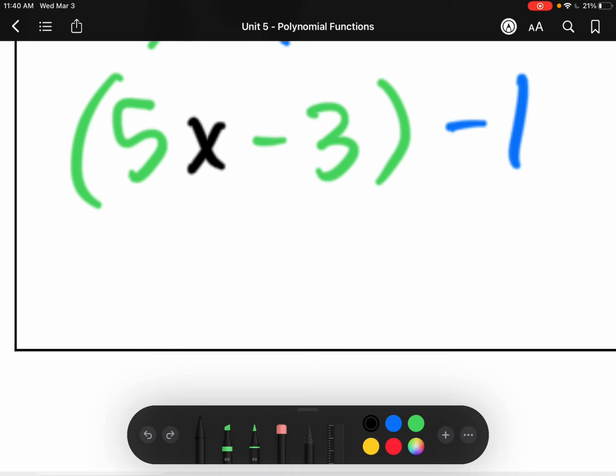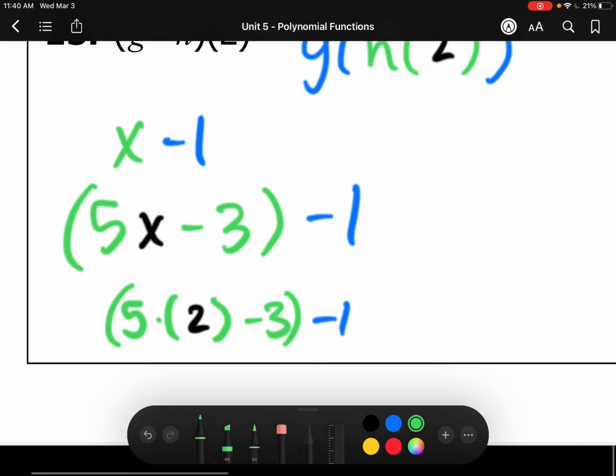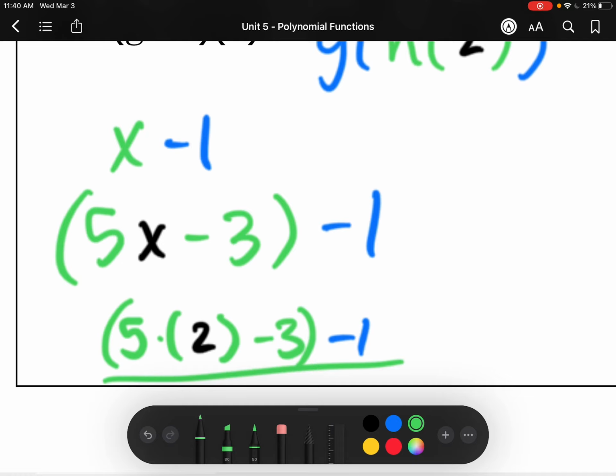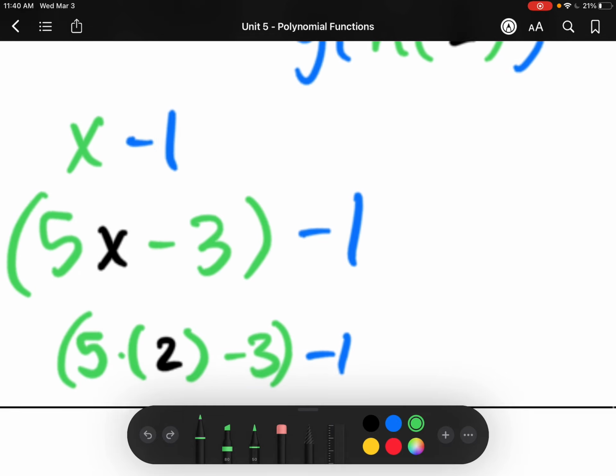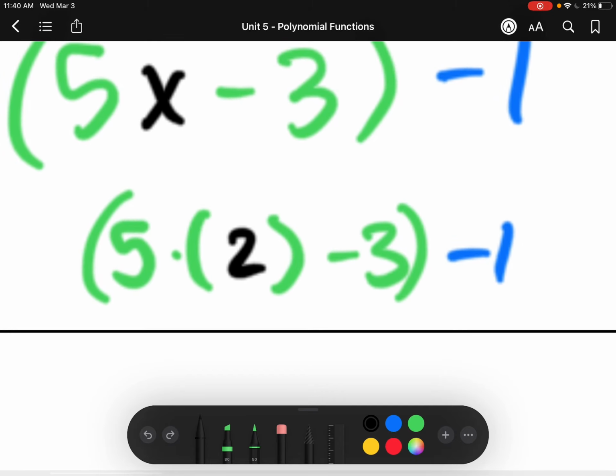So now I'm going to write out 5 times 2 minus 3 minus 1. So this is the whole g of h of 2 written out. And then this just helps you save a little bit more time.